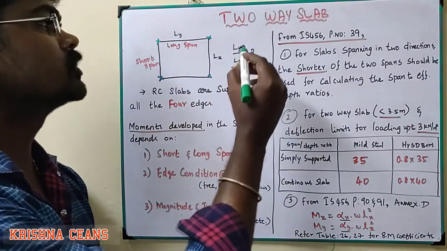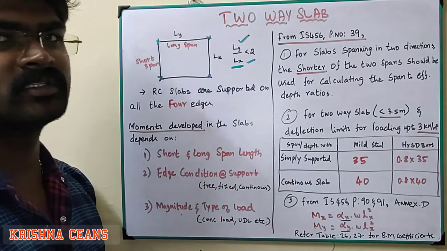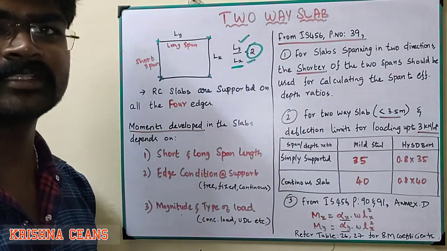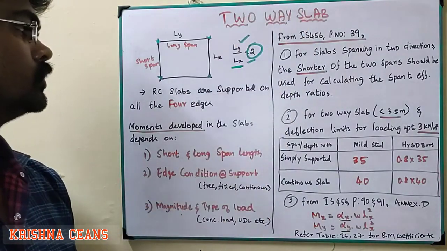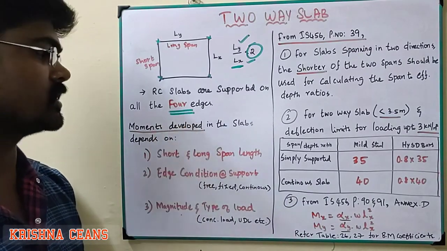Then the long span Ly and the shorter span Lx, where Ly by Lx is less than 2, we can call it a two-way slab. So RC slabs supported on the four edges, we call a two-way slab.